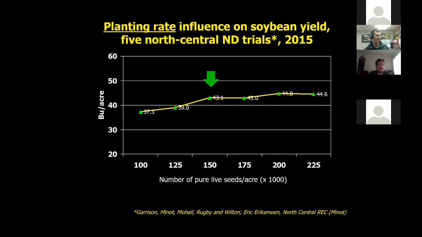There's lots of data, as you probably realize from the establishment table I showed you earlier, but I'll just show you a couple selected pieces of information. So this is from Minot, the North Central Research Extension Center, and this is an average of 5 trials conducted in 2015. So note that when we compared the yield with 100,000 pure seeds per acre versus 150, well, this database indicates a 13% yield increase going from here to here. And if we wanted to go from 150 to 200, there was an additional 4% increase. But most people want to go this way, not this way.